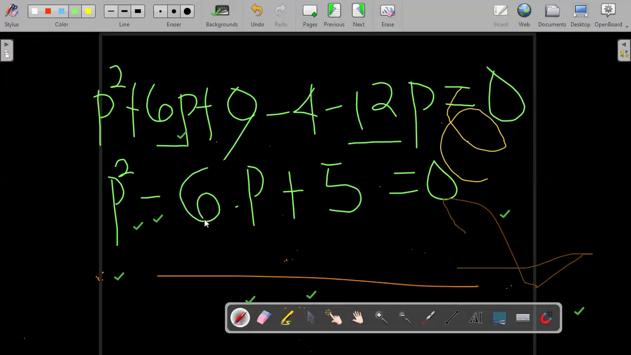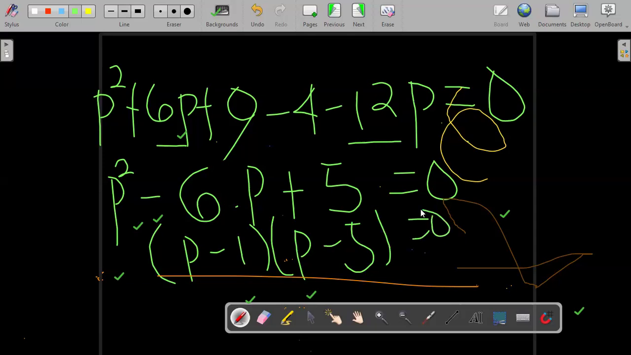Minus 6, yes. So what can we multiply to have 5? If we add, we have minus 6. The factors are minus 1 and minus 5. So that will give us p minus 1, p minus 5 equals 0. If you simplify from here, our p will give you 1 or 5.